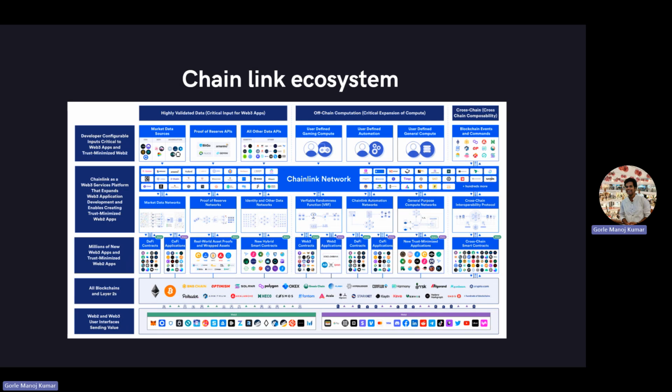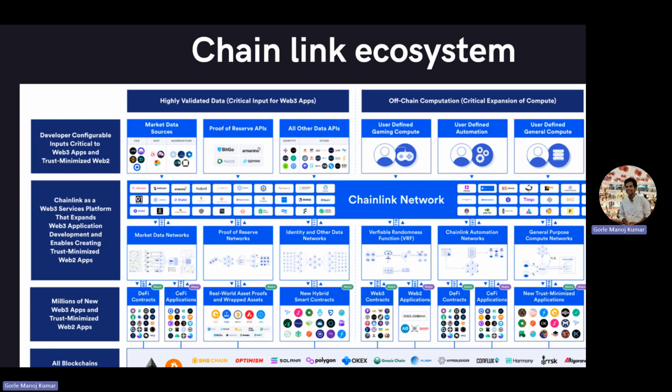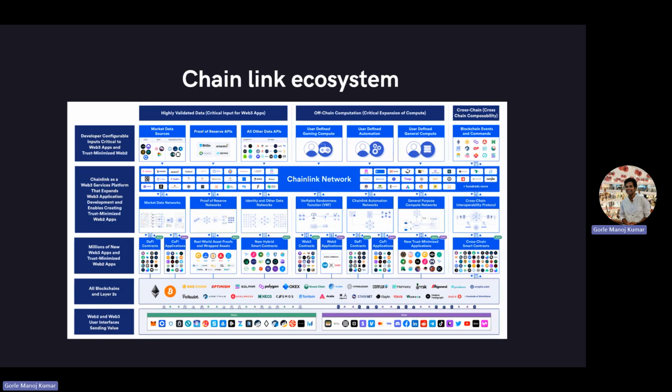And this is the Chainlink ecosystem. I don't want to take much of your time on the Chainlink ecosystem. It's simple. It connects every sort of Web3 thing with its analogy to a Web2 thing, and makes off-chain computations and puts them on-chain, right? So this solved the first issue, Oracles.